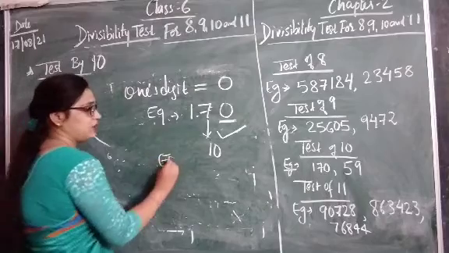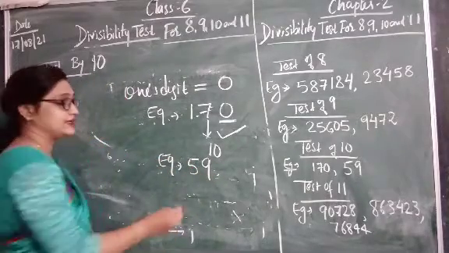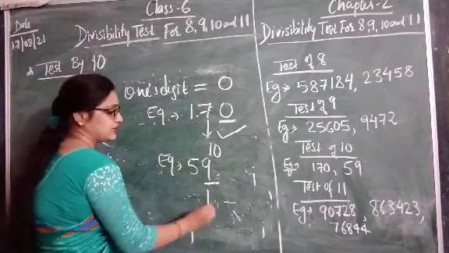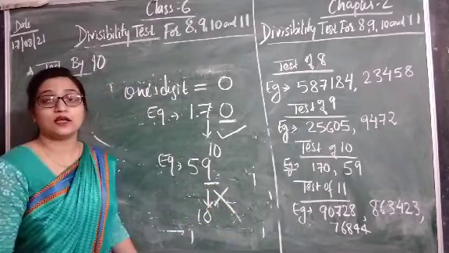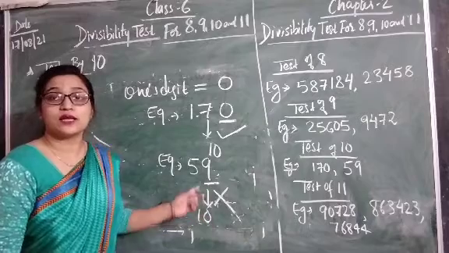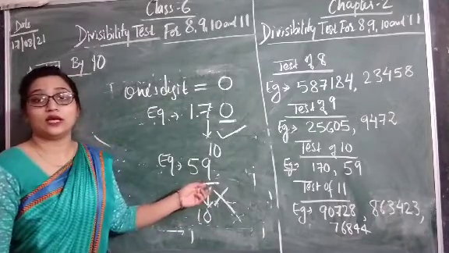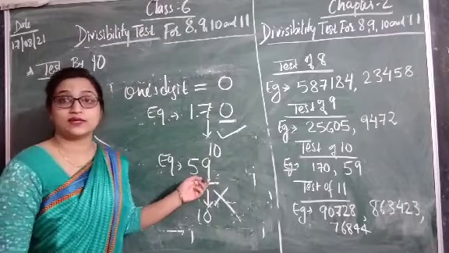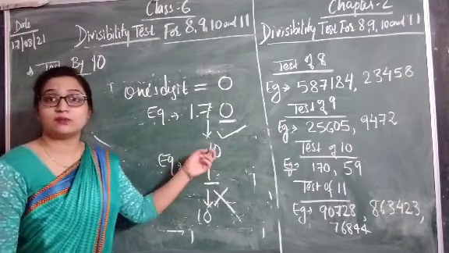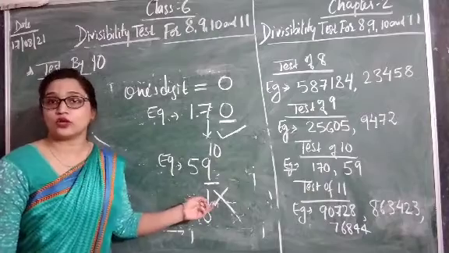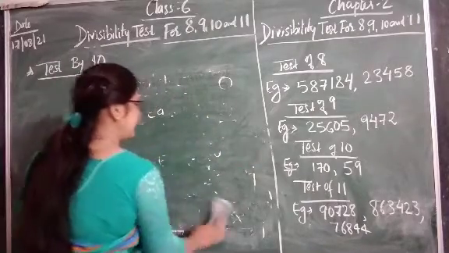Okay, next example is 59. Okay, its one's digit is 9. That means this number is not divisible by 10. Why is it so? Because here one's digit 0 is not present. Okay, so 0 should be there in one's place. If 0 is there, that means the given number is divisible by 10, otherwise not. Okay, now the last one is test by 11.